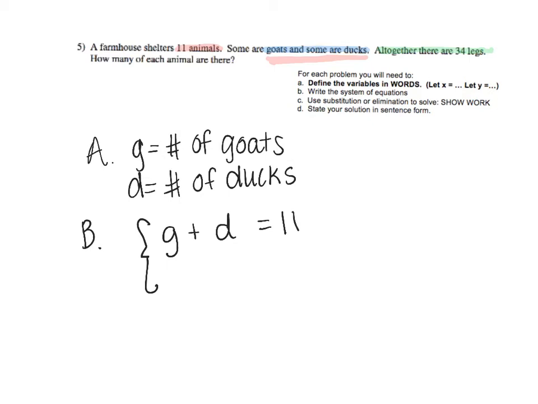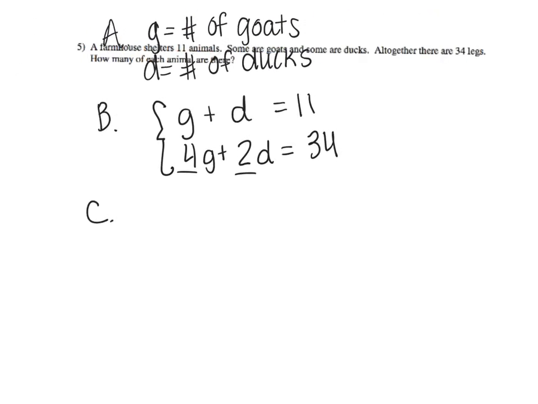Now this with the legs is the same as the problem we did before, saying that ducks have 2 legs, goats have 4 legs. So 4 times however many goats plus 2 times however many ducks would give us that total of 34 legs, because I've got 2 legs for ducks and 4 for goats. Now I'm going to work on solving this. And I'm going to use elimination on this problem.